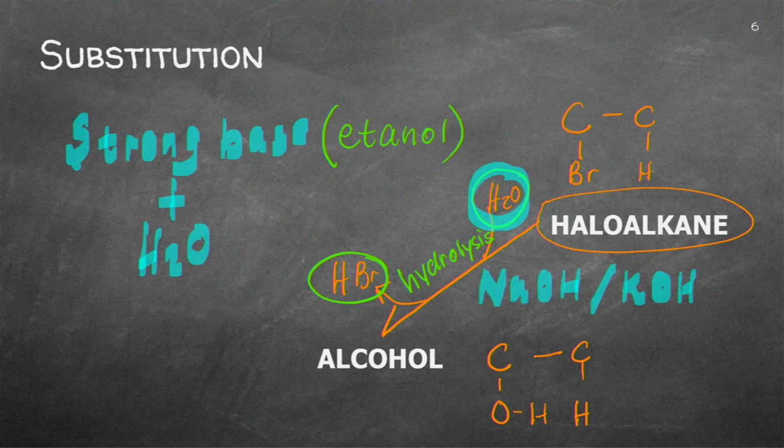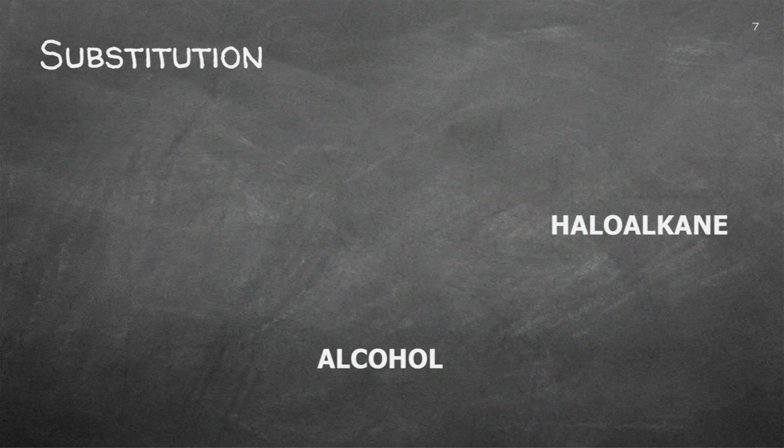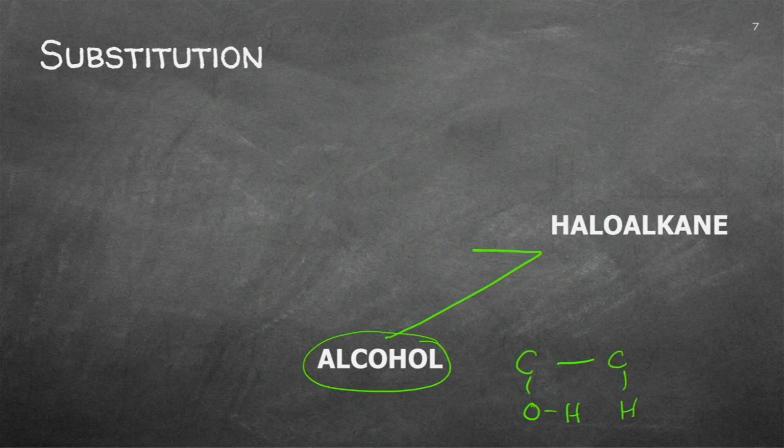So it's substitution. The final substitution reaction is the opposite of what we've done now. We start with the alcohol. So we've got the alcohol there. And I'm going to become a haloalkane. So what do I add? Well, I add a hydrohalogen to get the bromine on the carbon. And you know the name by now. It is hydro. Can you see the hydrogen there?